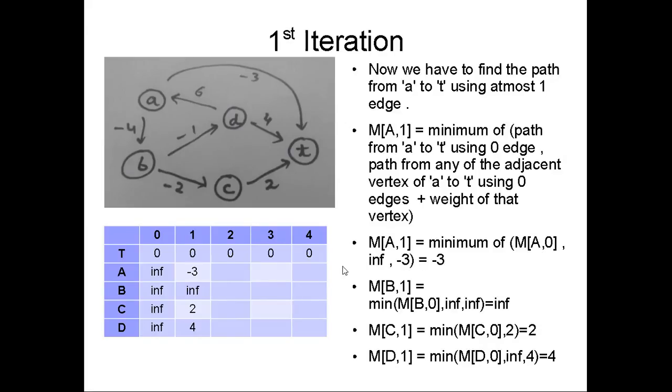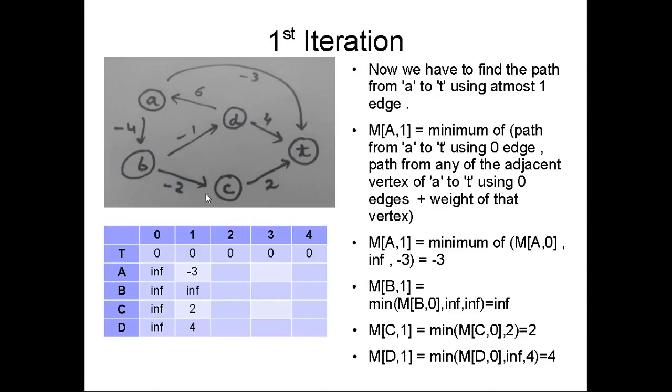Now we will find out M of B, 1. We know that M of B, 0 equals infinity. Now from B we can go to D or we can go to C. First of all, let us go to D. We can go to D with a path length of minus 1, and from D to T using 0 edges the path length is infinity. The total sum becomes minus 1 plus infinity, which equals infinity. So we will update this value with infinity.